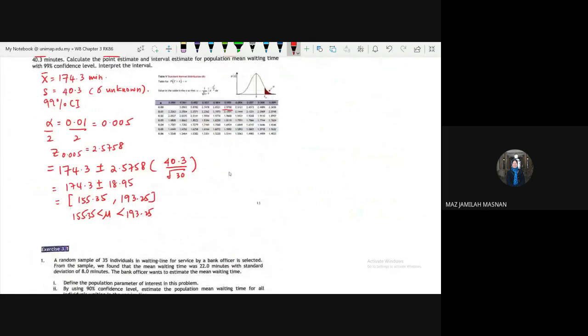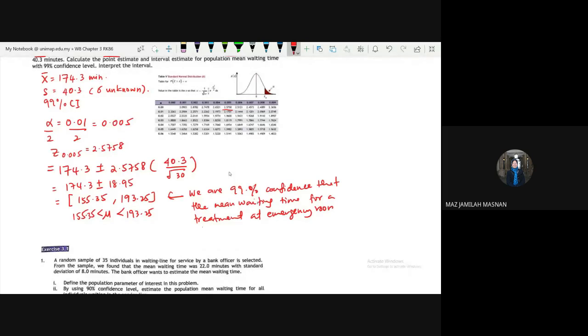Okay, so here we are 99% confident that the mean waiting time for a treatment at emergency room is between 155.35 and 193.25 minutes. Okay, so that's how we deal with the interval.